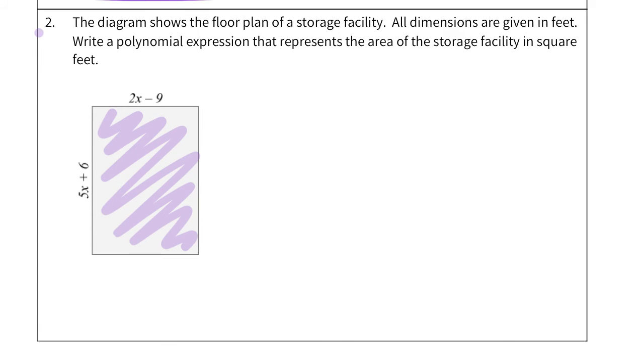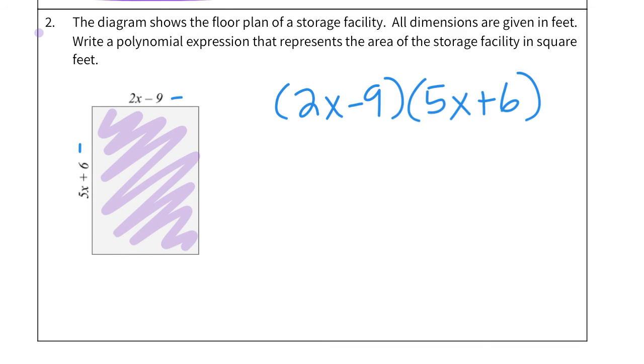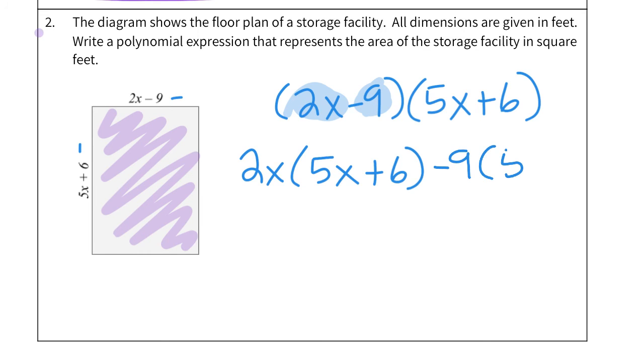So since I already did box method for the first one, I'm going to do double distribution for this second one. So I have the 2x minus 9 from the top and 5x plus 6 from the side. So starting with the first term, I'll have 2x times the entire second polynomial. Then I will do the second term, which is minus 9, in the entire second polynomial. And now we're going to multiply.